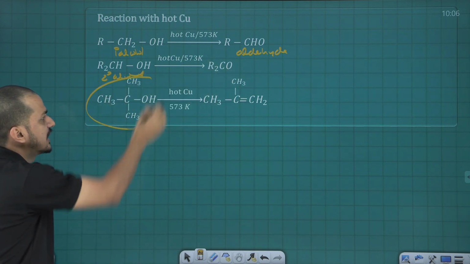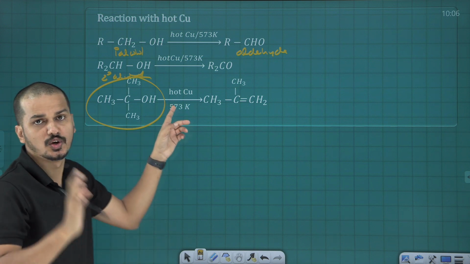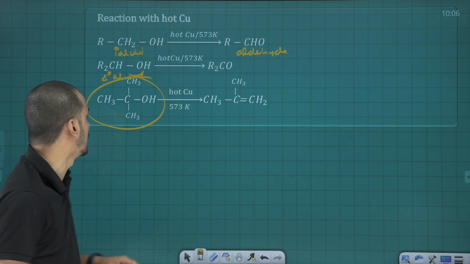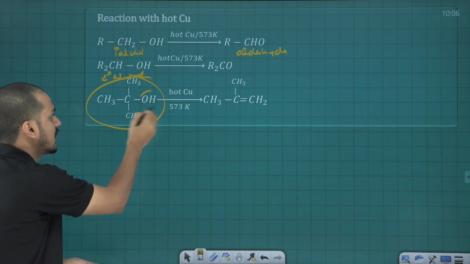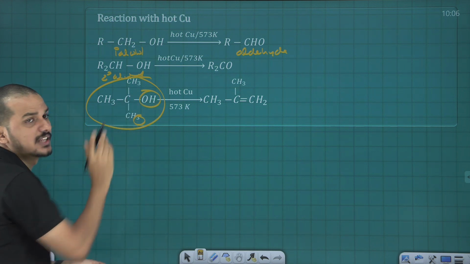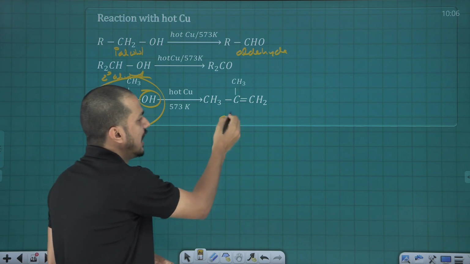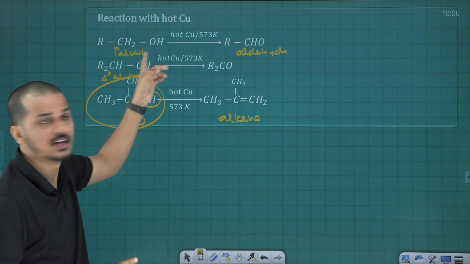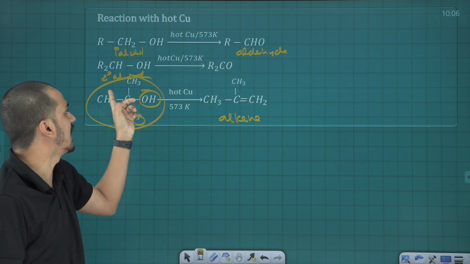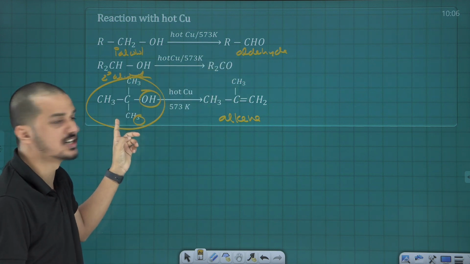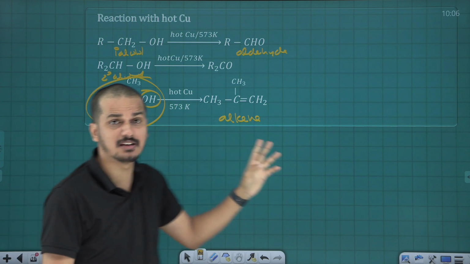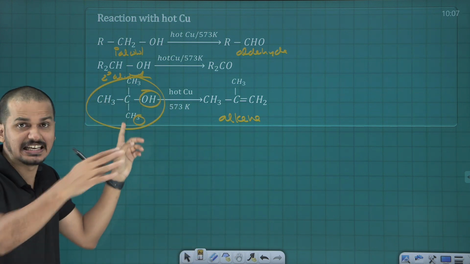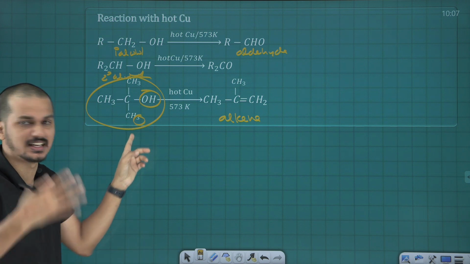And if it is tertiary alcohol with hot copper, not oxidation, elimination will take place. That means from here OH, from here H will go, in between that double bond will come, and you will get alkene. That idea you have to keep in mind. Primary alcohol with hot copper gives aldehyde. Secondary alcohol gives ketone. And tertiary alcohol gives an alkene, because of dehydration. From here OH, from here H, dehydration will take place.